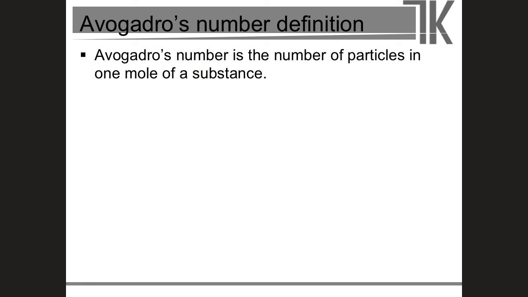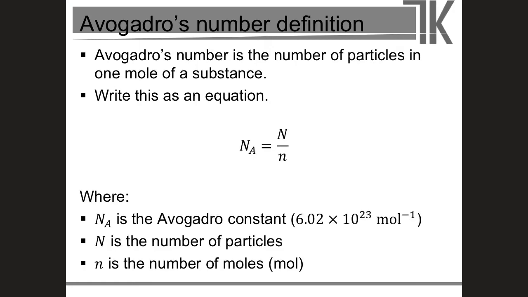So we're going to take a look at that second definition. Avogadro's number is the number of particles in 1 mole of a substance. And I want you to try to write that as an equation. So pause the video now so you've got a bit of time. So we should have N_A equals capital N over lowercase n. Now that's a lot of n's.